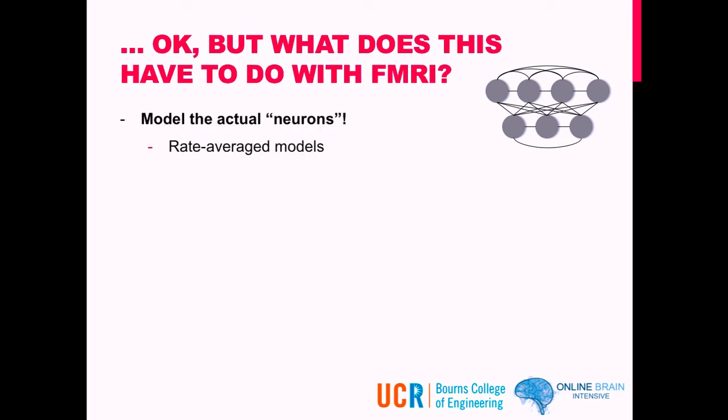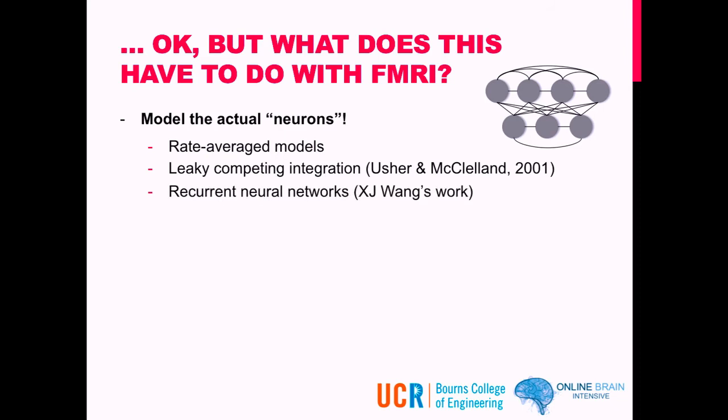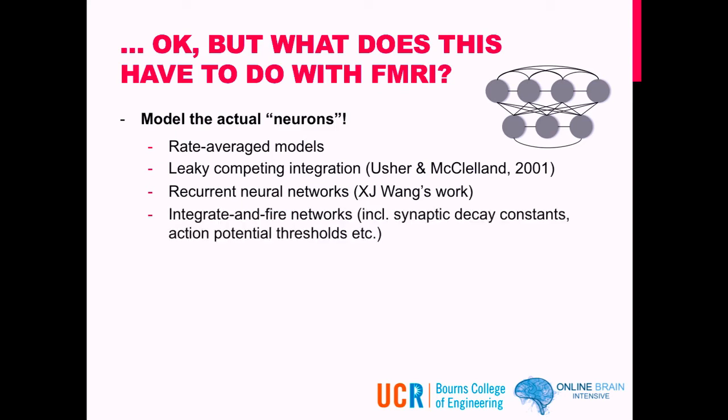So you can have rate averaged models, you can have leaky competing integration, you can have recurrent neural networks. Xiaojing Wang has done a lot of really beautiful work on these recurrent neural networks, and they can describe things like working memory and so on. You could also build a slightly more involved neural network that does integrate and fire. You can build oscillations this way. And these types of models will have explicit specification of things like synaptic decay constants or action potential thresholds that may change as a result of plasticity mechanisms, for example. You could also model deep convolutional neural nets or deep learning neural networks.